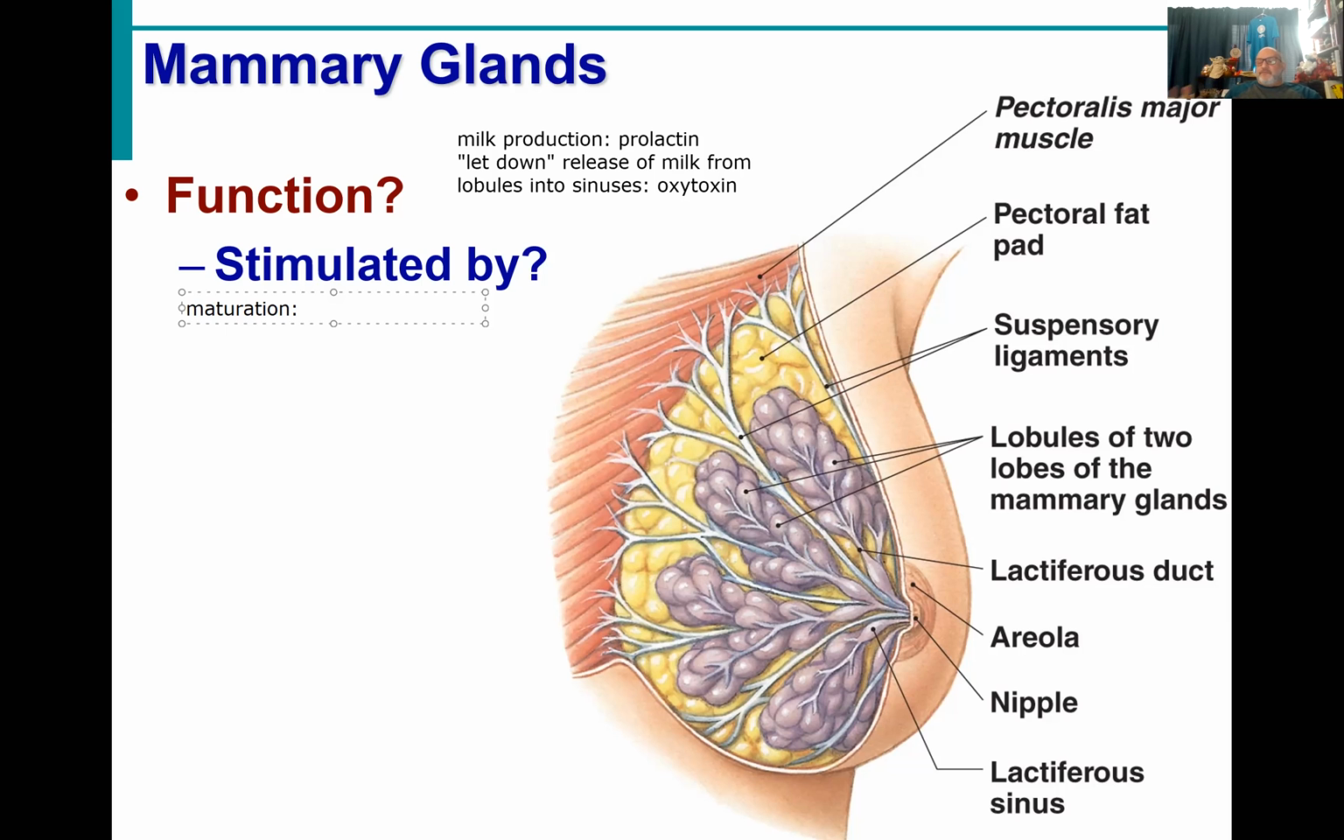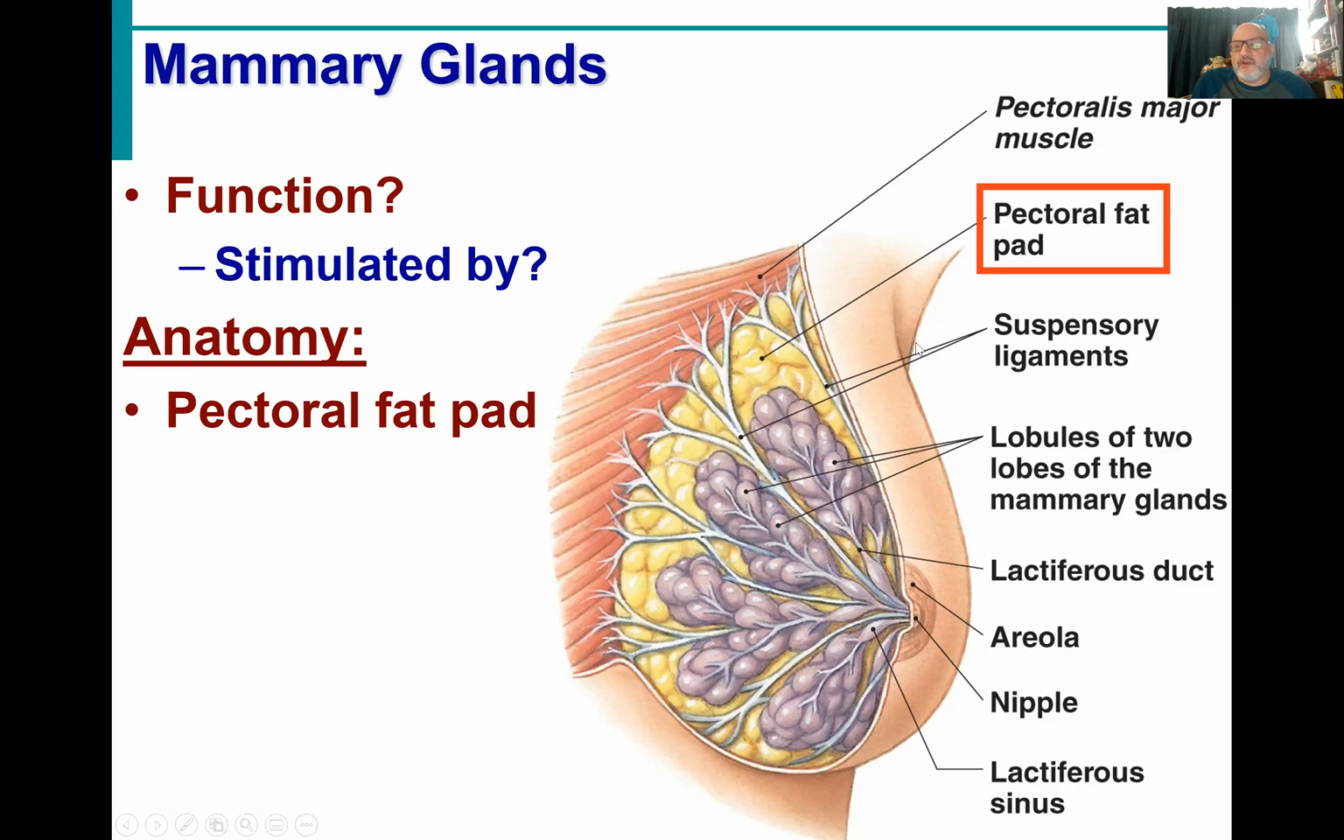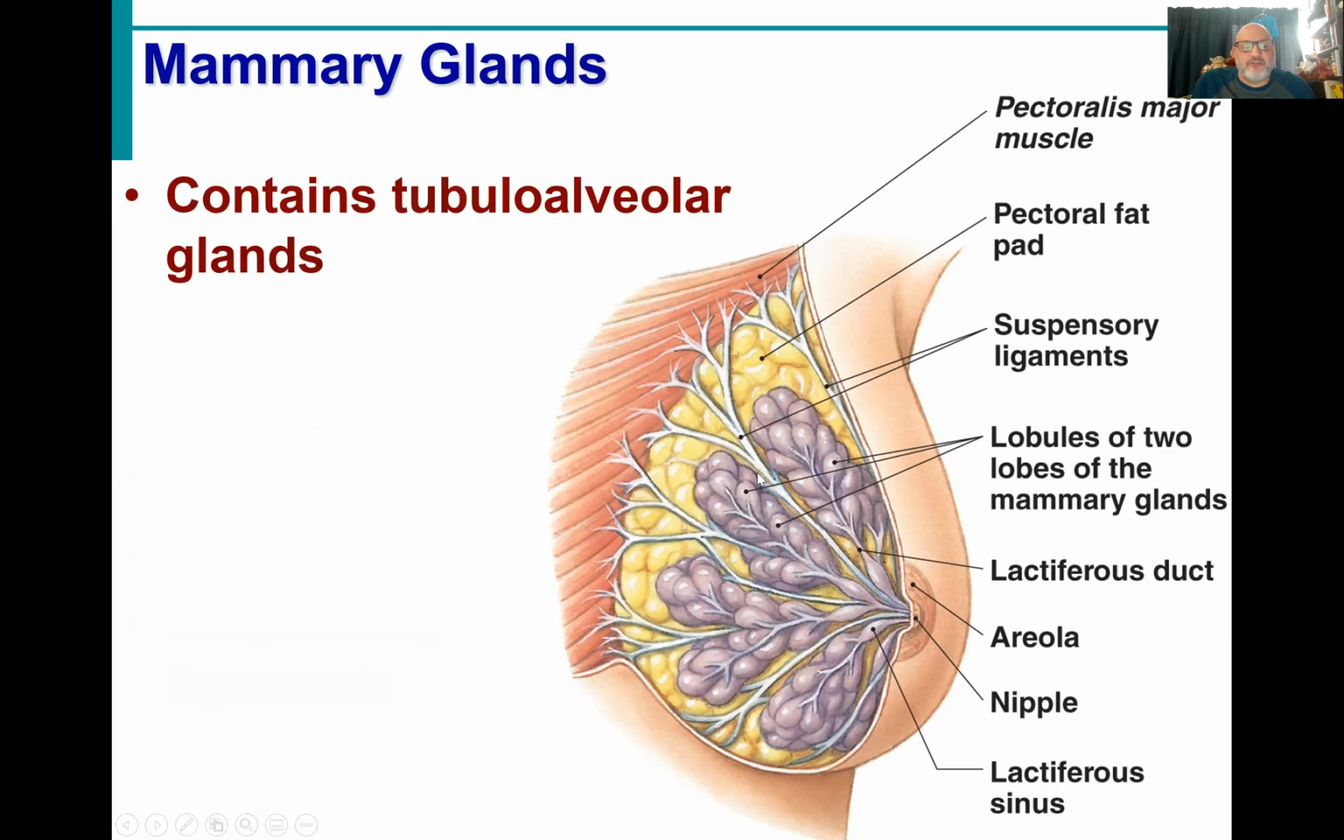So you can get an enlargement and swelling and congestion of these ducts, congestion of these sinuses can occur during this. Can be irritation from the expressing of it. Bacteria from baby's mouth getting into the openings can cause problems. There are a couple things that can cause challenges that way. So again, we have the pectoral fat pad we talked about. We talked about the nipple, areola, the suspensory ligaments.